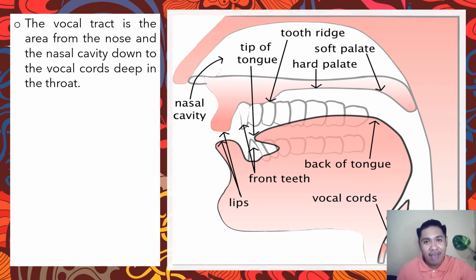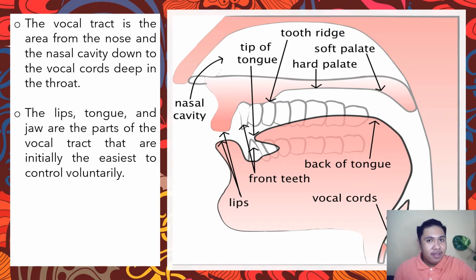We have the nasal cavity, the tip of the tongue, the lips, the front teeth, the tooth ridge, soft and hard palate, the back of the tongue, and the vocal cords. The lips, tongue, and jaw are the parts of the vocal tract that are initially the easiest to control voluntarily. So as you notice, we can freely move our tongue, our lips, and our jaw.